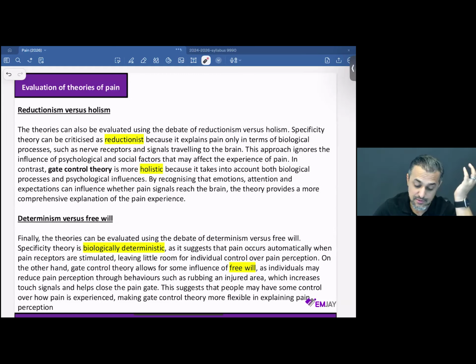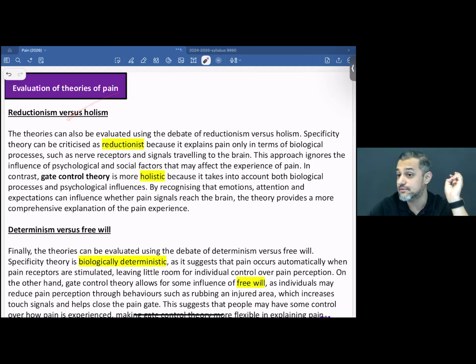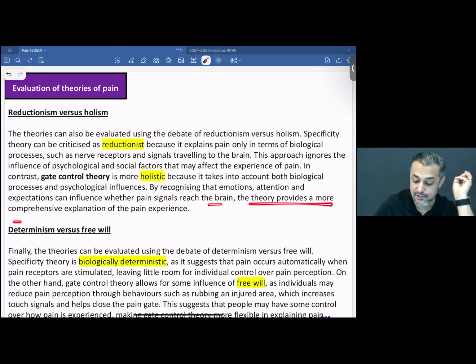Taking this ahead, reductionism versus holism could be used to evaluate the different theories of pain as well. The theories can be evaluated using the debate of reductionism versus holism. Specificity theory can be criticized for being reductionist because it explains pain only in terms of biological processes, such as nerve receptors and signals traveling to the brain. This approach ignores the influence of psychological and social factors that may affect the experience of pain. In contrast, gate control theory is more holistic because it takes into account both biological processes and psychological influences. By recognizing that emotions, attention, and expectations can influence whether the pain signals reach the brain, the theory provides a more comprehensive explanation of the pain experience.